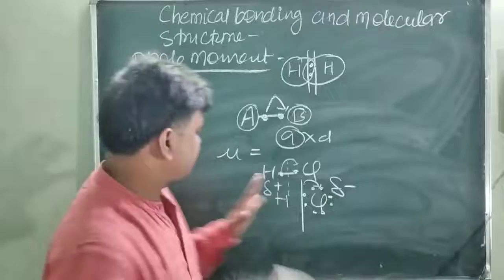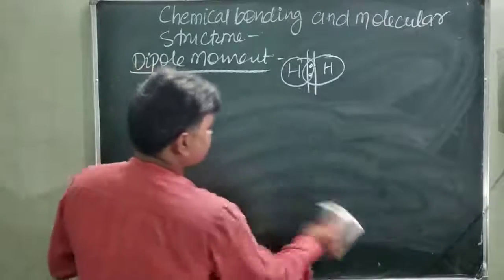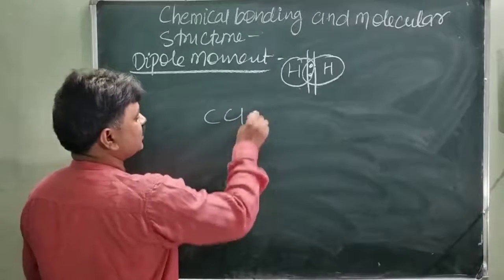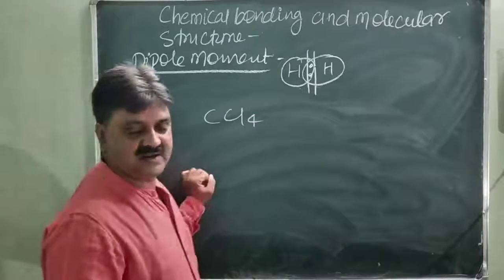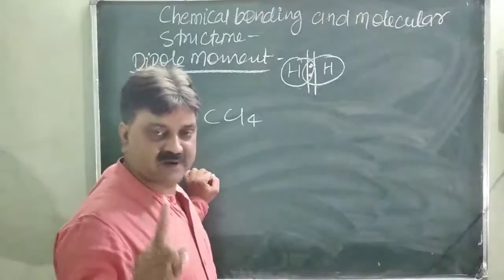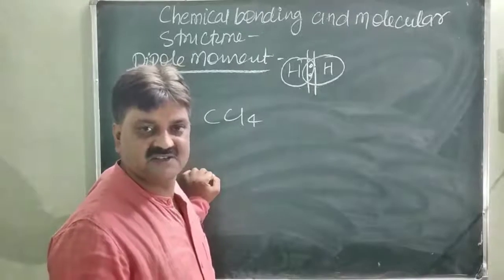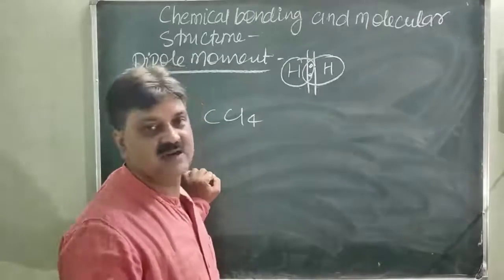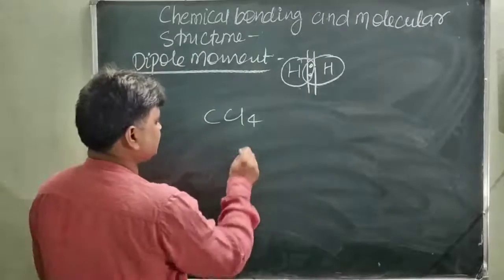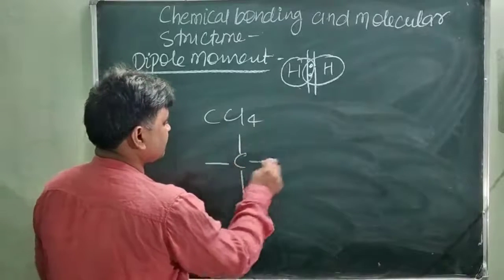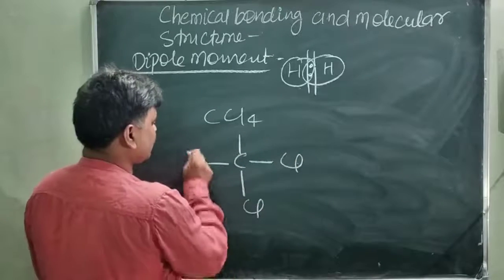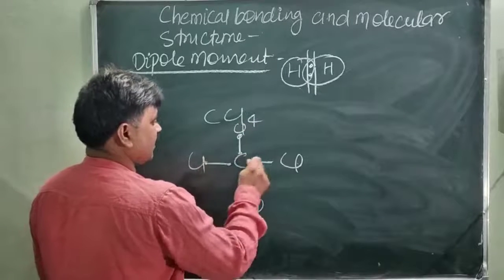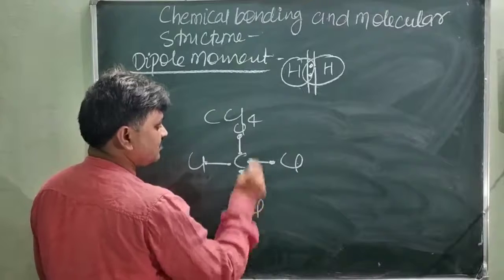Very simple example. Just like in case of carbon tetrachloride, CCl4, what would be the dipole moment? Dipole moment depends upon the charge and the distance. So the compound having more charge will have more dipole moment. But in case of CCl4, you will see here, the 4 chlorine atoms are bonded tetrahedrally to the carbon atom. And how do you calculate the dipole moment?